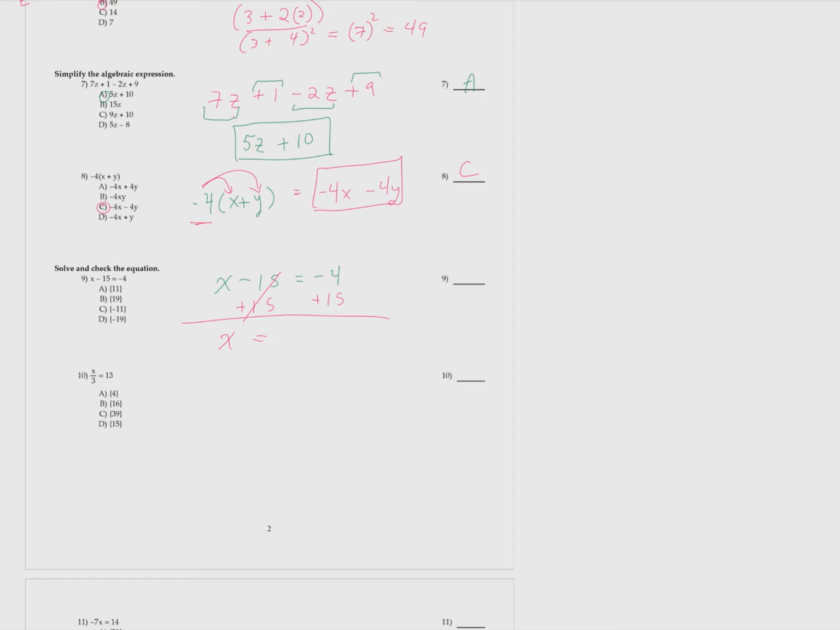And then we just combine these two. Negative 4 plus 15 is 11. And that's our answer. We're done. We isolated the x. X is alone. And now we know what x is equal to. It equals 11. The answer is A.